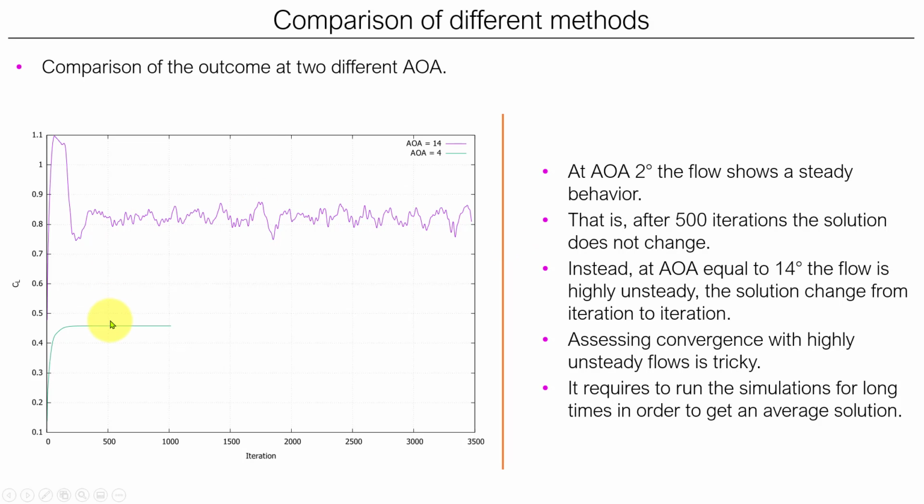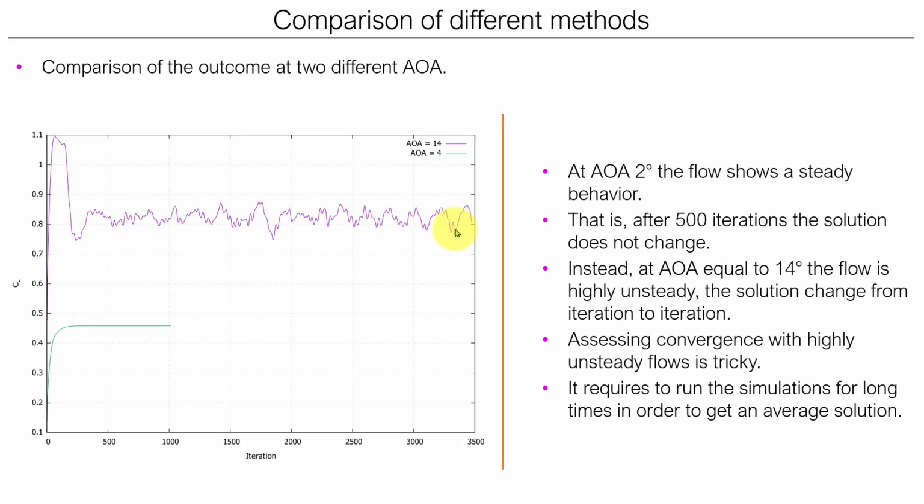But see here that depending on whether you have attached flow or separated flow, you can have oscillations in the quantities that you are monitoring. So see that here we're monitoring the lift coefficient, and at 14 degrees, as we expect, we have flow separation, and you have your coefficients oscillating. So the question is, when do I stop? Can I stop here, here, here, or do I let it run 5,000 iterations and then average the solution?